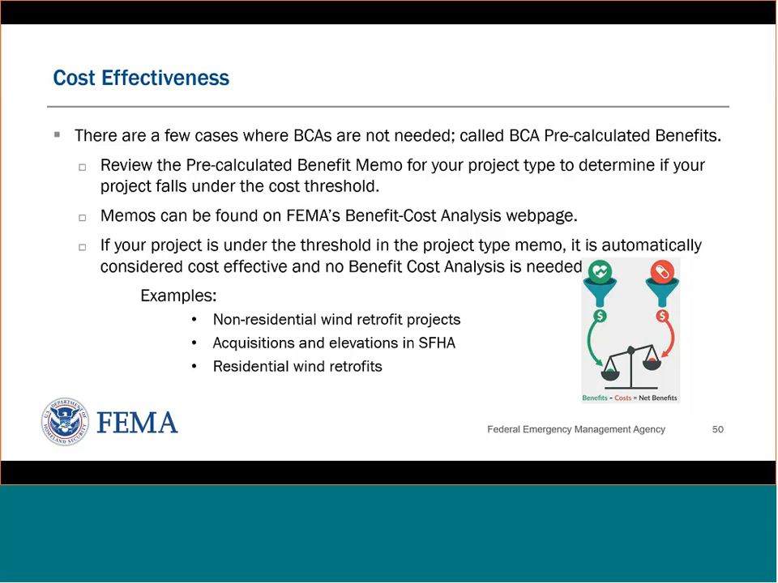So basically what a pre-calculated benefit means is that if your project comes in under the pre-calculated benefit number, your project is automatically cost effective and you don't have to do any further benefit cost analysis. So those are great things to use if you can, even though it's limited to some specific project types. I know headquarters is continually looking at how they can do this for more and more project types. Next, please.